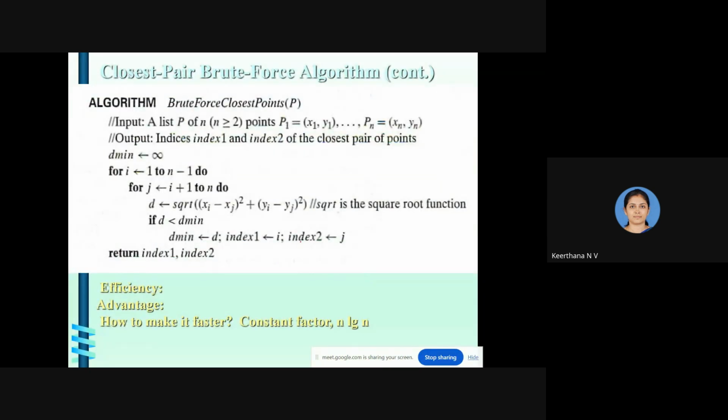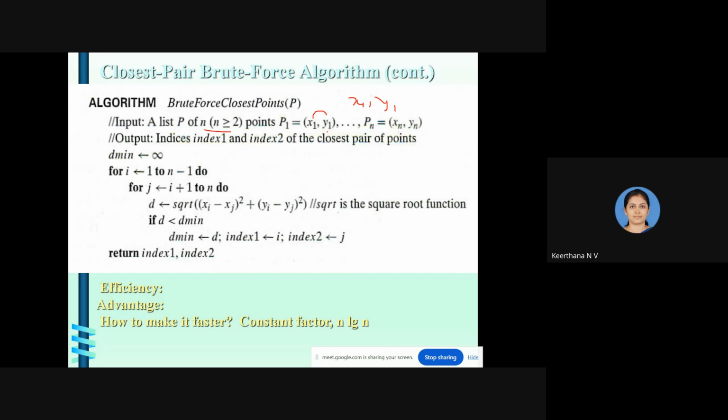So this is an algorithm for finding the closest pair of Cartesian points. Here these are the inputs. The points are represented as x and y coordinates in the graph. You can represent them as x1 comma y1, x2 comma y2, and it goes on extending up to xn comma yn. So what will the output be?